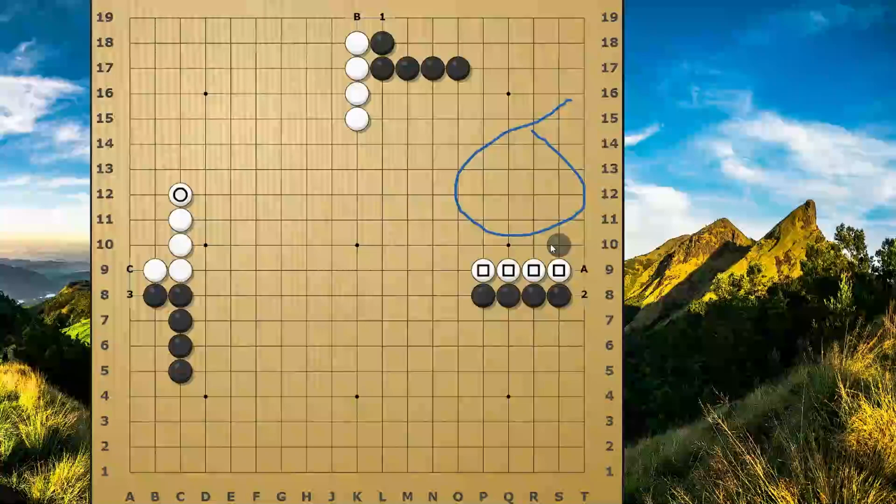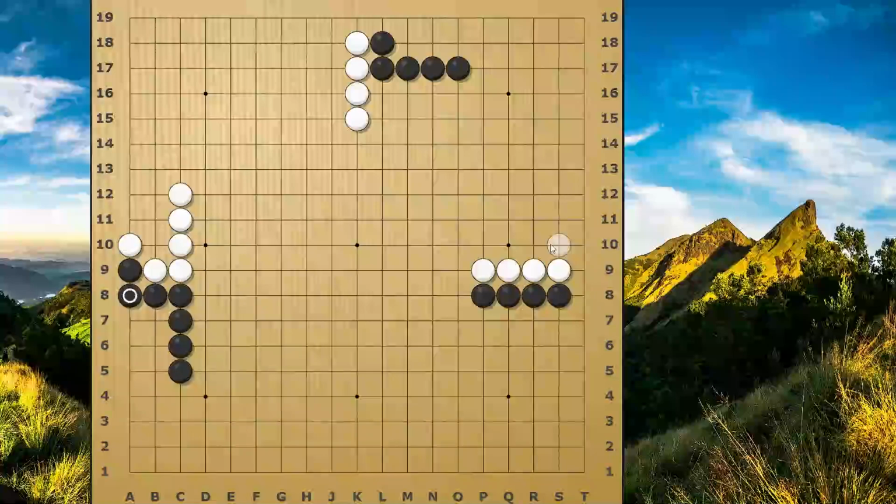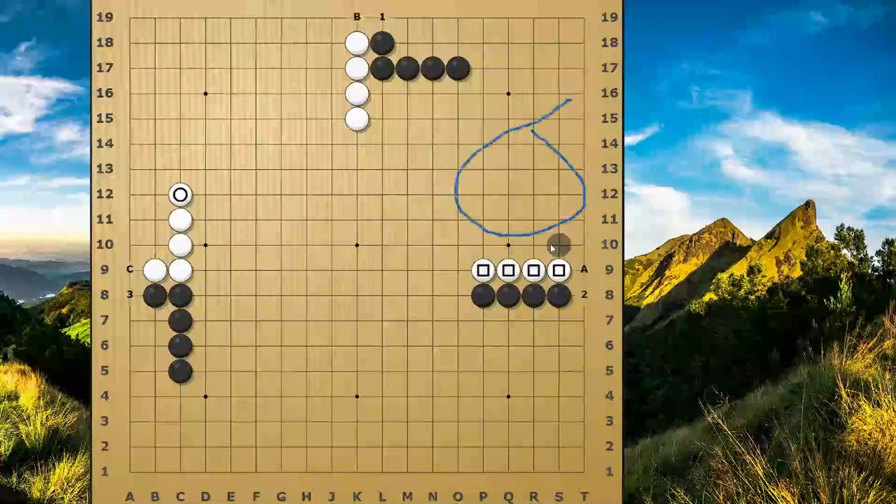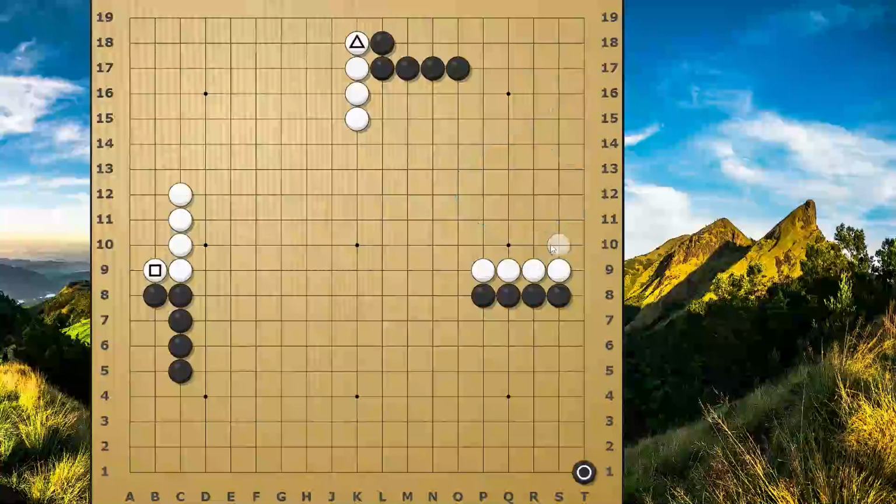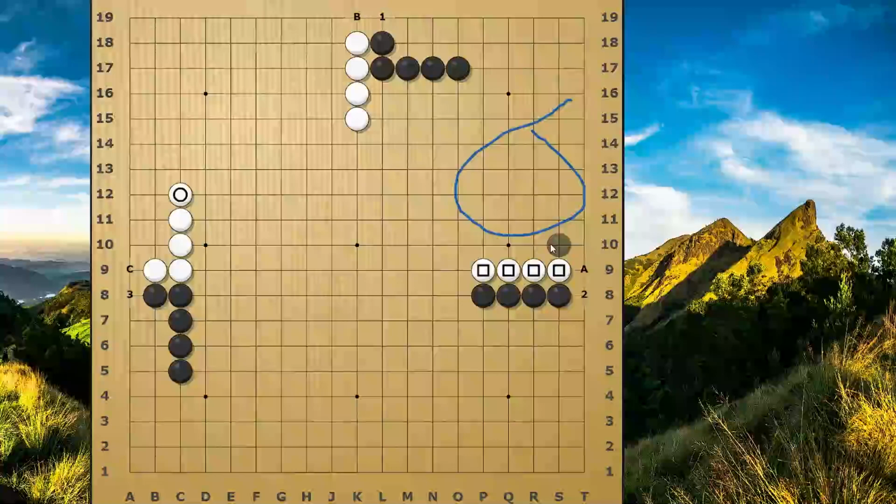You divide whatever its value is by 2. It's worth half its value. Why is that? Is there a reason for it? Yeah, because you spend 2 moves. One black move and one white move gets spent. So you divide its value by 2. Okay. Yeah, that makes sense. Pure gote is half value. Double sente is infinite value.